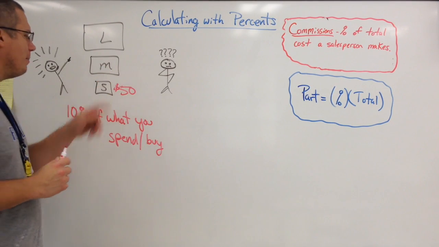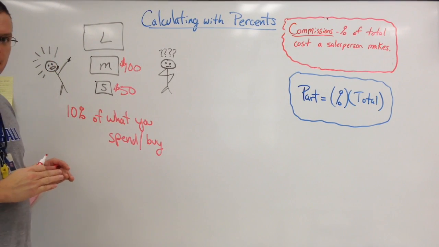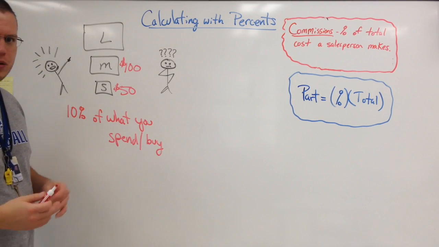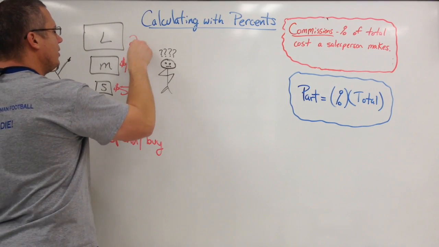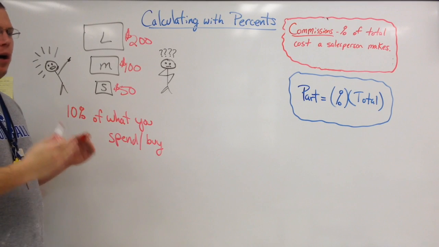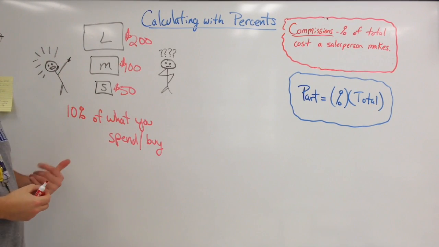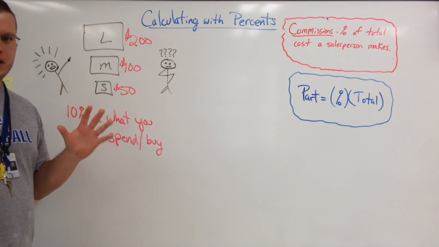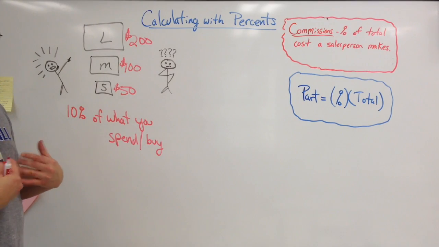If you buy the medium box, let's say that's $100, he would make 10% of the 100. Now, think right now, which one does he want you to buy? If you buy the large one, let's say that's $200, he makes 10% of what you spend. So I think it's easy to see which one he wants you to buy. The more you spend, the more he or she might convince you to spend, the more money they'll make.